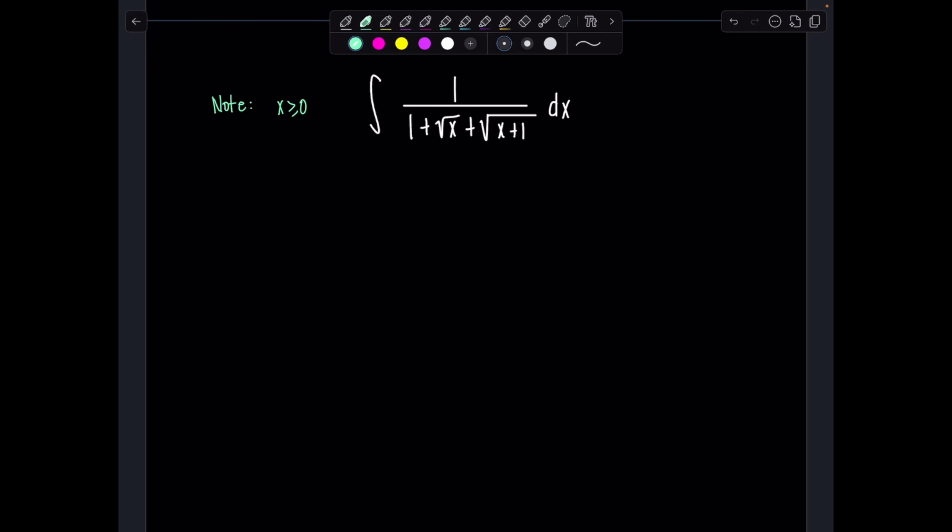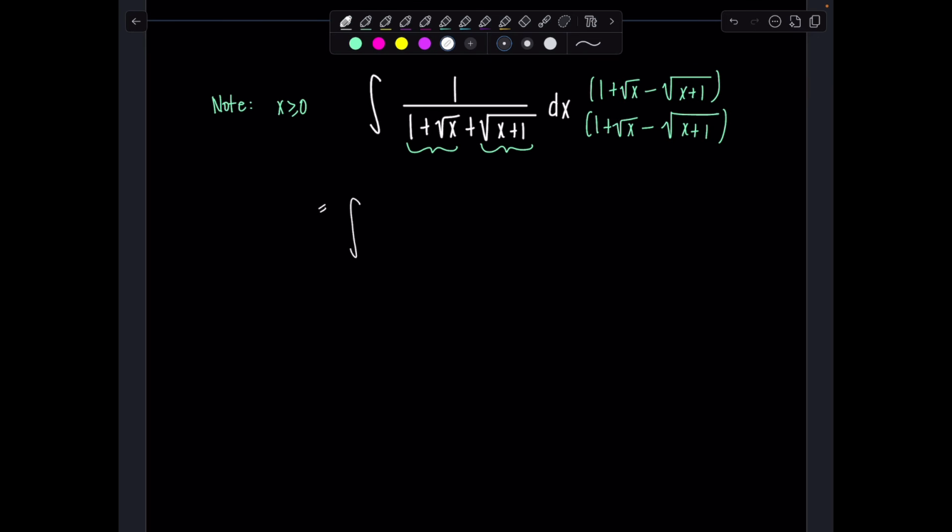Okay, so to start things off, let's go ahead and multiply by the conjugate of the denominator, namely 1 plus square root of x minus the square root of x plus 1. So I'm basically treating these two terms as one quantity, and then here's the second quantity. So 1 plus square root of x minus square root x plus 1. Okay, fabulous. So what happens here?